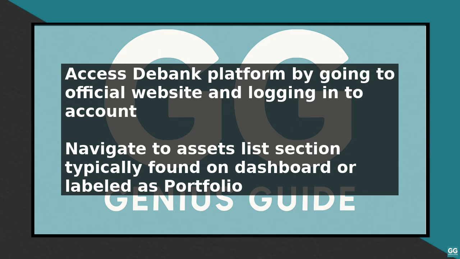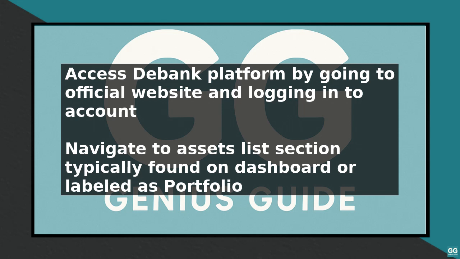In the Assets List section, you will see a comprehensive list of all your digital assets, including cryptocurrencies and non-fungible tokens. Each asset is displayed with its current balance, value, and a percentage change in value over a specified period. You can customize the view of your assets list by using the filter and sort functions.